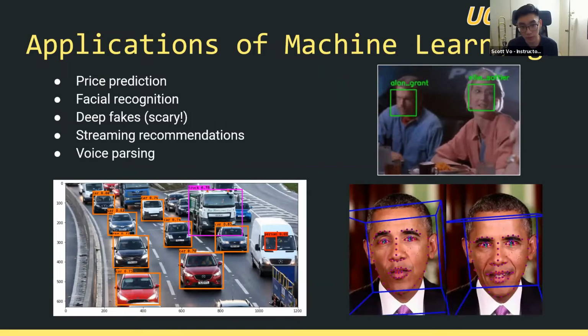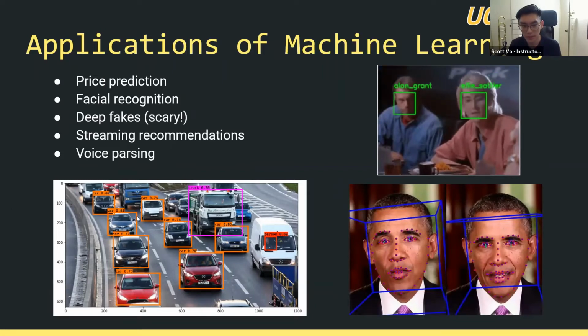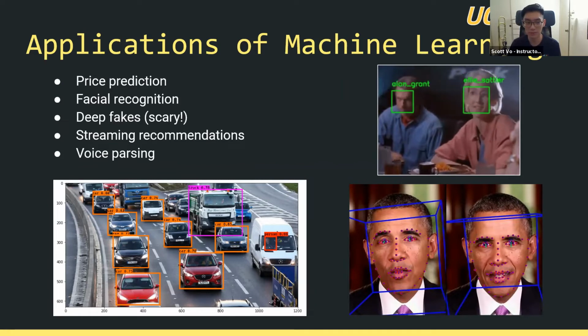So, as we talked about before, we have streaming recommendations, voice parsing. There's also facial recognition. On the top right, we see a clip from Jurassic Park, and we can tell who they are based on the actors' names. Our friend Obama is coming from the last session. So we have deepfakes. I'm sure you've heard of those in the news.